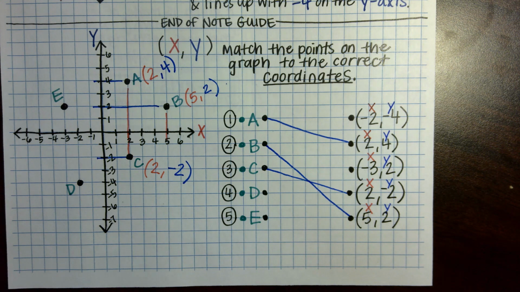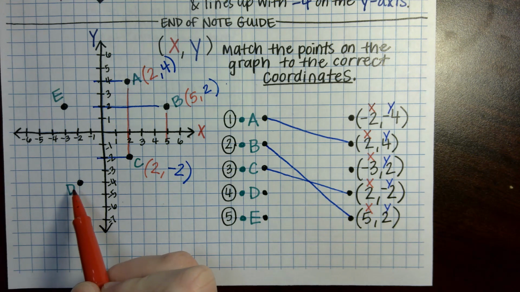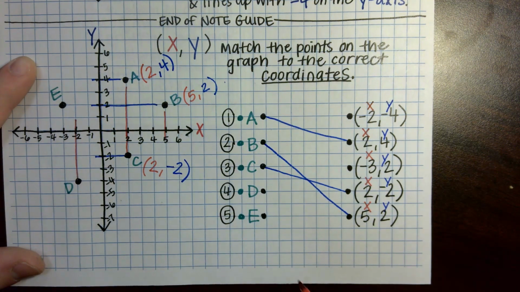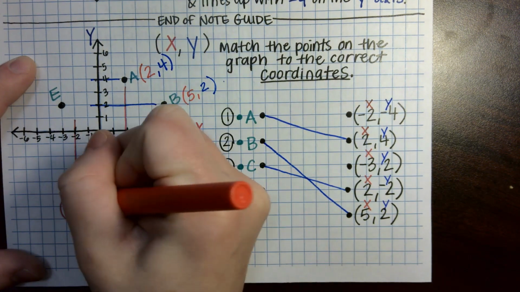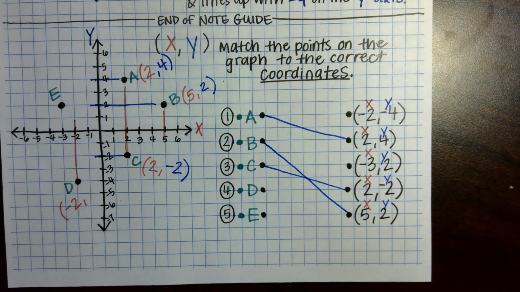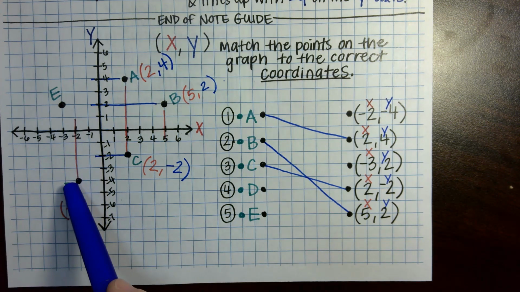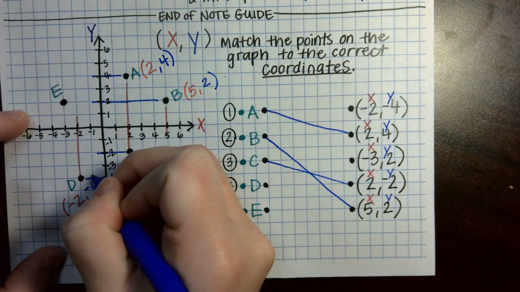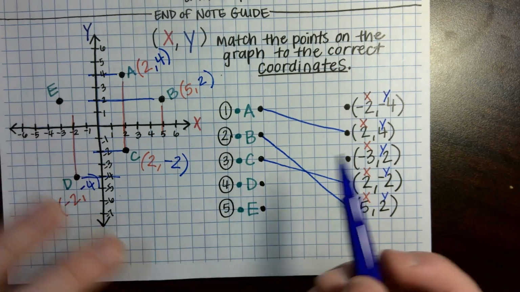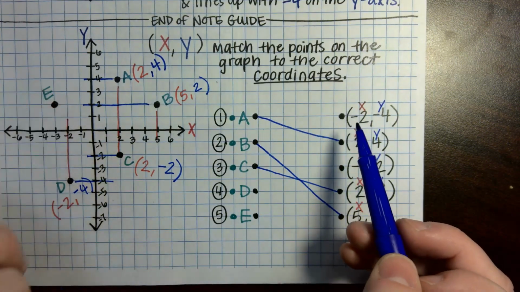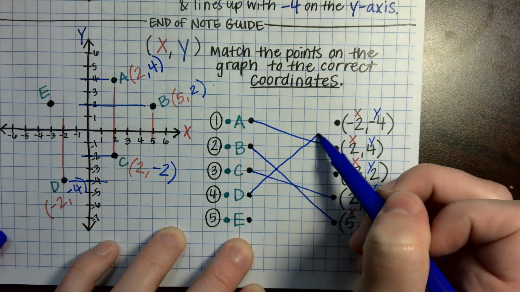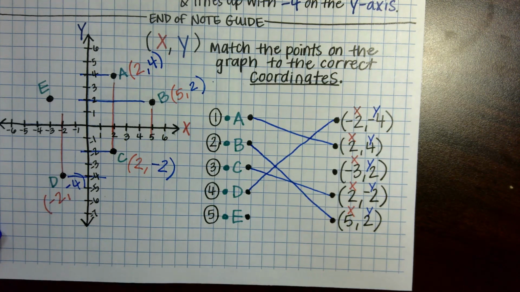All right, now let's look at point D. First, where is D on the x-axis? Good, negative 2, right there. So our first value is negative 2 for x. And where does it line up with y? Negative 4. You guys got it. So our coordinate is negative 2, negative 4. So I'll find that one. It's right here. The top coordinate is negative 2, negative 4. So I'll draw a line from D up to negative 2, negative 4. Just like that.